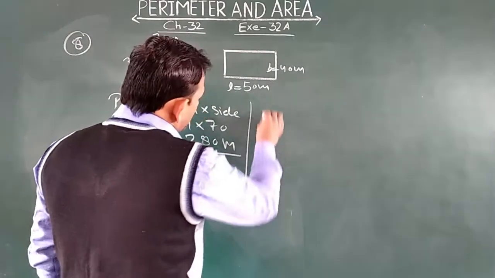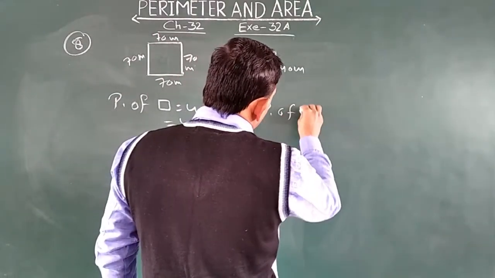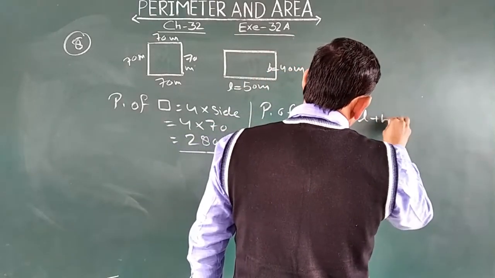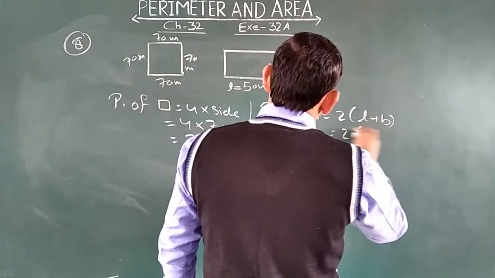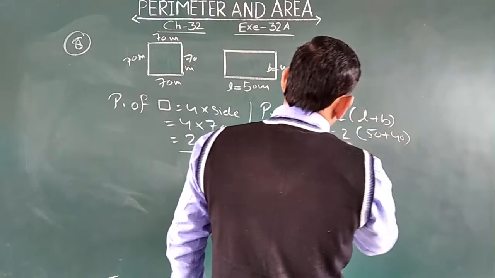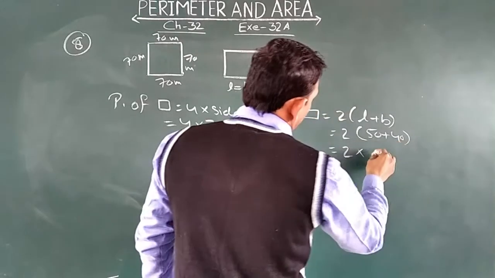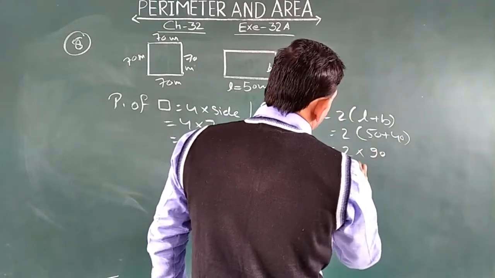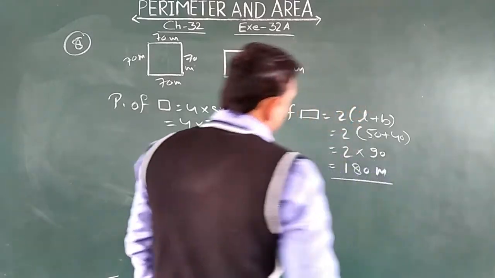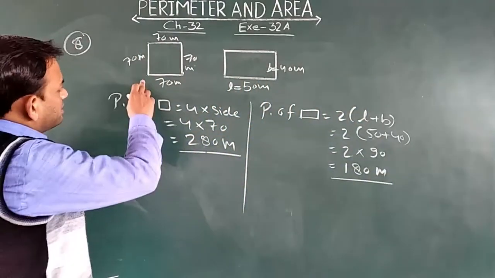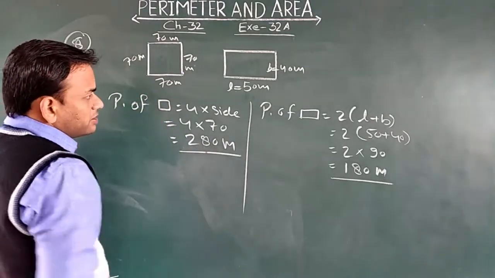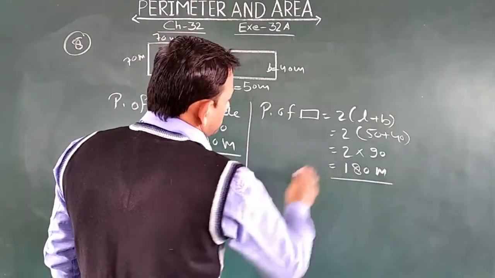Now here the perimeter of a rectangle is equal to 2 into (L plus B). L is 50 plus B is 40. So 2 into 90, and it will be 180. That is also in meter. So whose perimeter is greater? The perimeter of the square is greater, because it is 280 and the perimeter of the rectangle is 180.